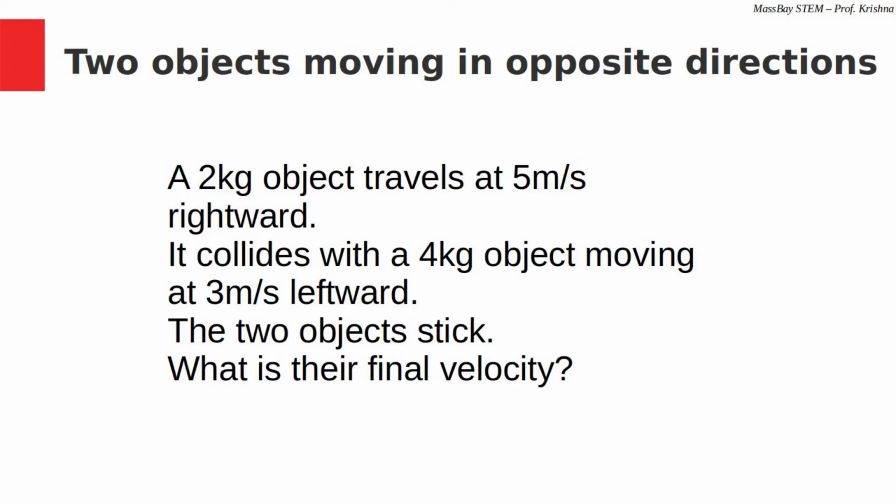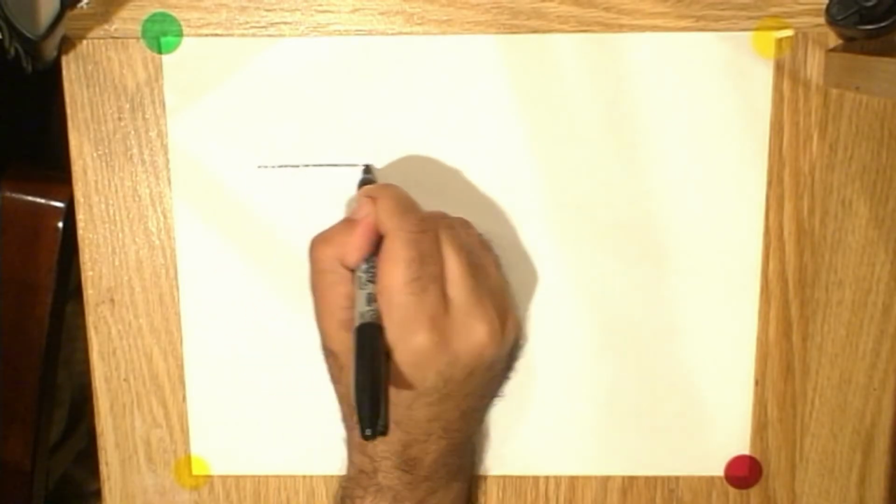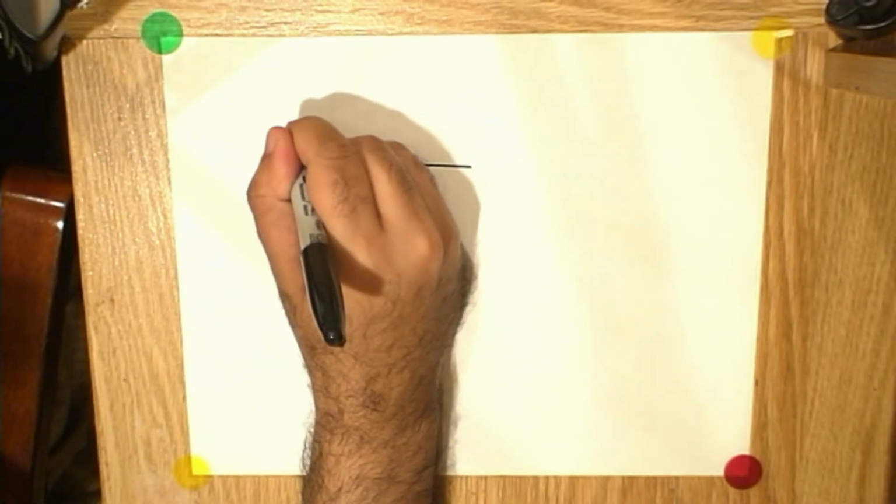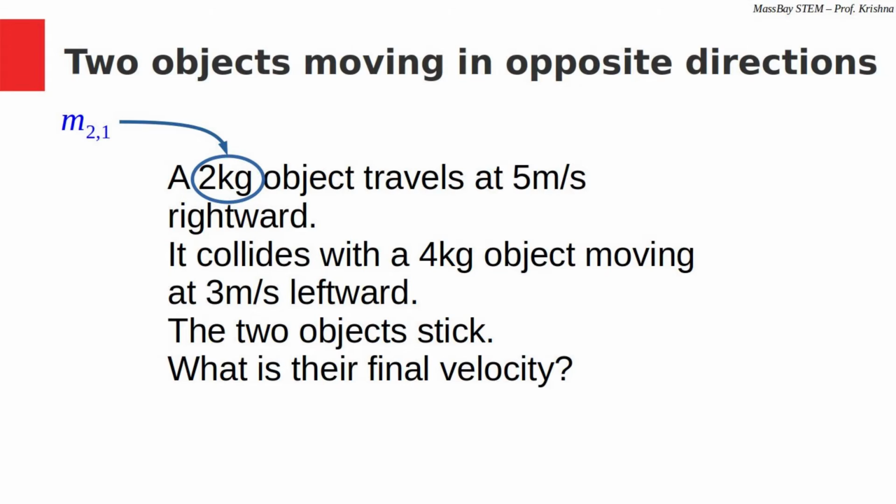A 2 kilogram object travels at 5 meters per second rightward. It collides with a 4 kilogram object moving at 3 meters per second leftward. The two objects stick. What is their final velocity? In this question, we have a 2 kilogram object, which is moving rightwards, and a 4 kilogram object that is moving leftwards.